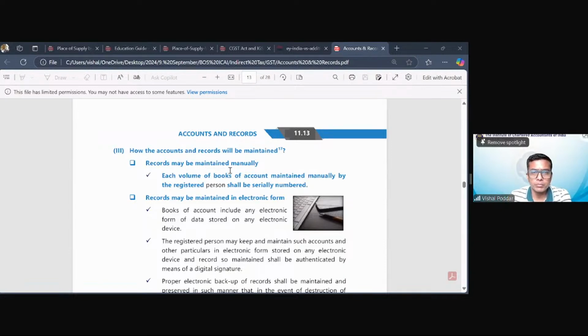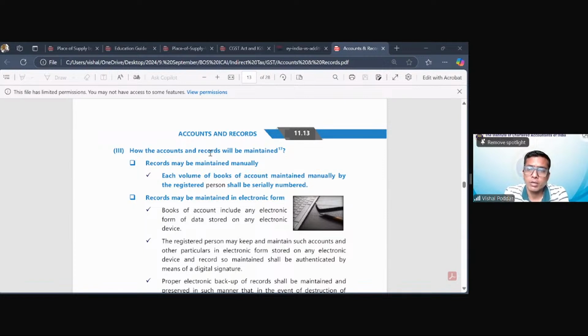Okay. Now, how are accounts and records to be maintained? This is a very common doubt. Sir, do I need to maintain my accounts and records compulsorily in electronic form, that is using some computer and software? Two, if I'm maintaining in electronic form, do I need to compulsorily take a printout of all my accounts, registers and records? Third question, can I keep it in my laptop or can I also keep it on cloud?